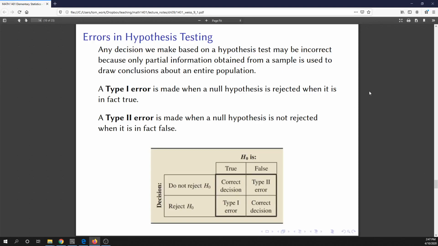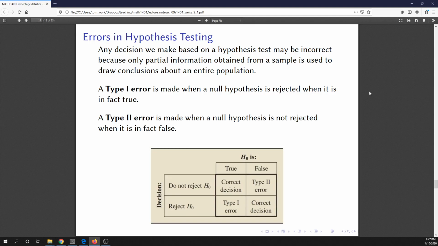In this video, we talk about errors in hypothesis testing. Any decision that we make based on a hypothesis test could be incorrect, right? The reason is that we are only using sample data to make some conclusion about a population parameter. Sample data only has partial information, so you're making a decision about the entire population only from partial information.